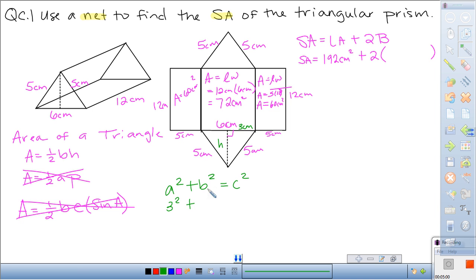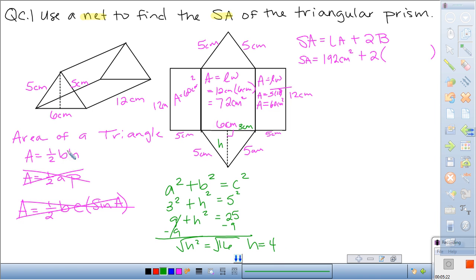3 squared plus, I'm trying to find my height, so I'll plug in an h squared, equals, I know my hypotenuse, 5 squared. 3 squared, 9, plus h squared equals 5 squared, 25. Get h squared alone, subtract 9 from both sides. H squared equals 16, and then finally square root both sides, so that you end up with h equals 4.